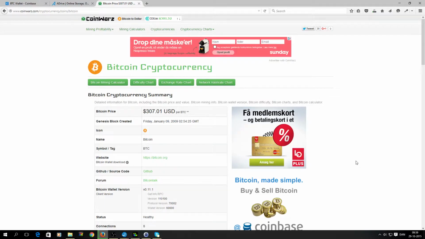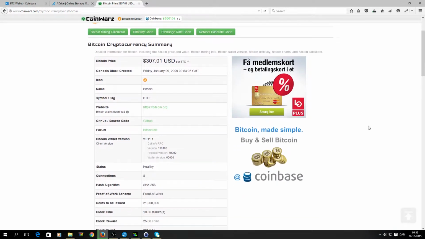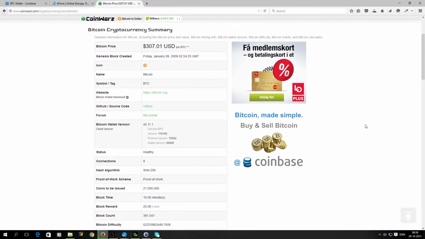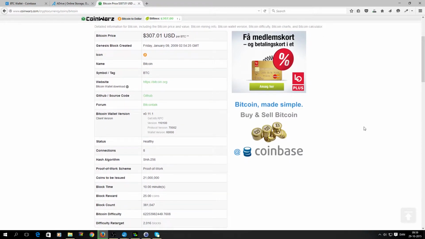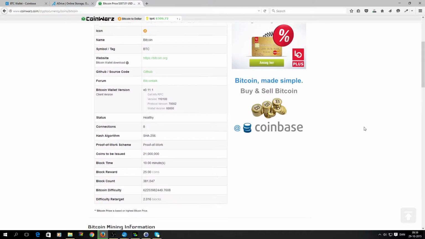So here we are at coinwars.com to have a small look at some of the coins that we think about mining. That's always a good idea. For the sake of this tutorial, I have chosen to have a look at Bitcoin, but it's more or less the same for any crypto coin. You'll, by the way, find more or less any crypto coins listed here on CoinWars.